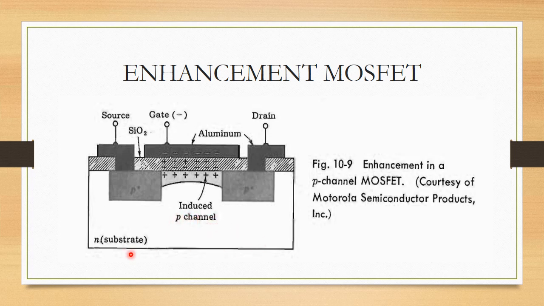The construction is like this. On an N substrate, two heavily doped P regions, P plus and P plus, are implanted, on which the source and drain are inserted, and the silicon dioxide layer is formed, and this is the gate terminal.